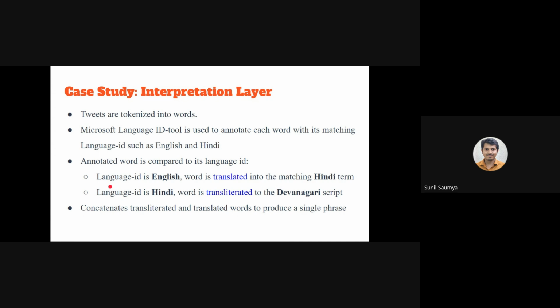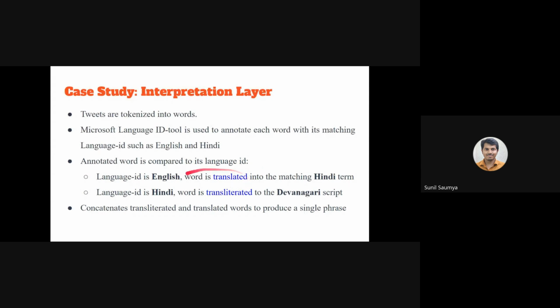The objective of our approach was to convert the input data into Devanagari script data. There were two different conditions. Whenever a word was identified as English, we translated that English word into the Hindi term, because the final data set we wanted was in Devanagari script. We wanted just monolingual data to feed into the model.